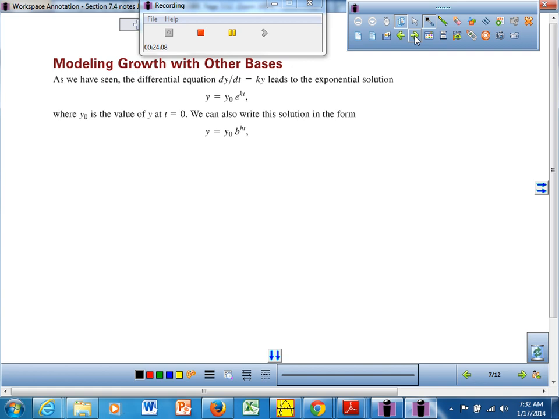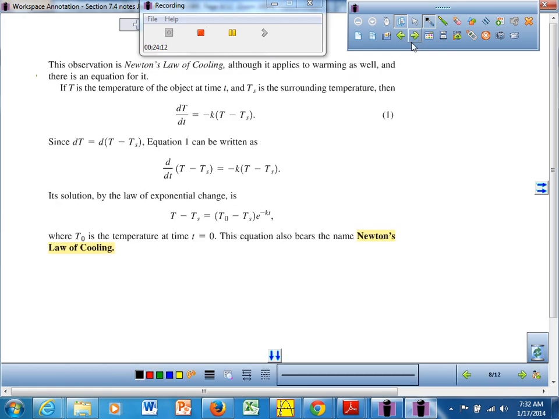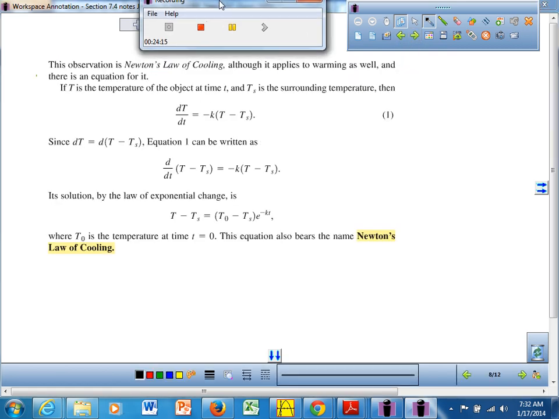Modeling with the same basis. You'll possibly run into that, but I don't see that very often. We're not going to go through that example. We will go through this Newton's law of cooling.